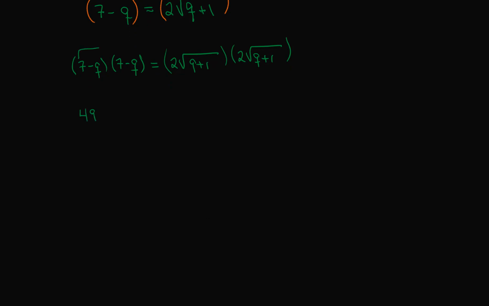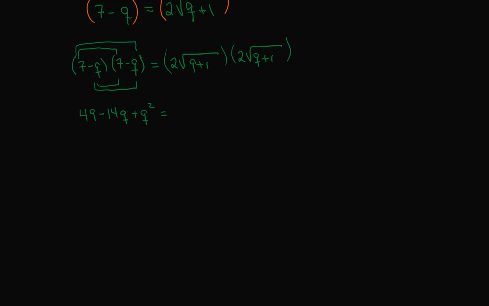So here are the first terms. The outer two terms are going to give me a minus 7Q. The inner two are going to give me a minus 7Q, so that's going to be minus 14Q. Then I'm going to do the last two terms. A negative times a negative is going to be a plus Q squared equals. On the right-hand side, I'm going to have the 2 times the 2.